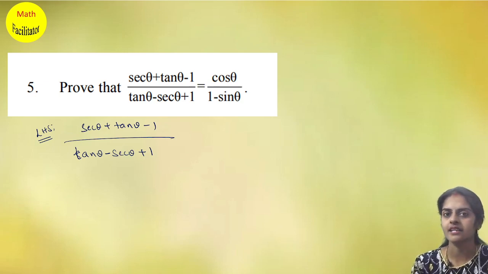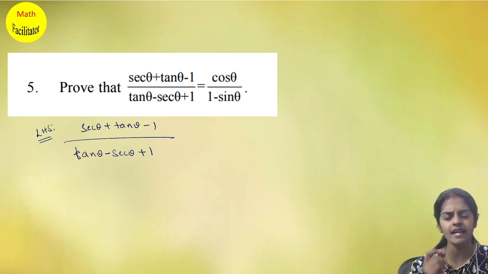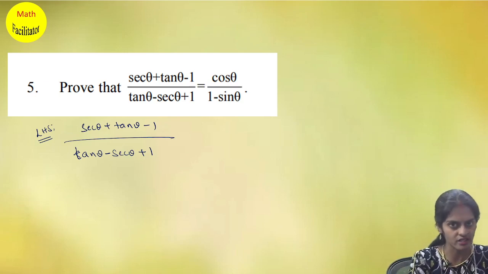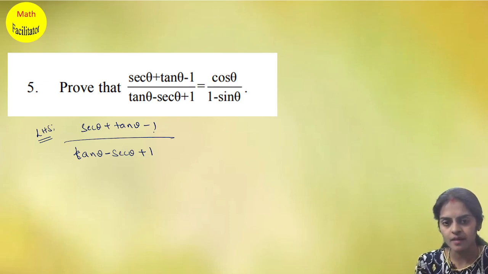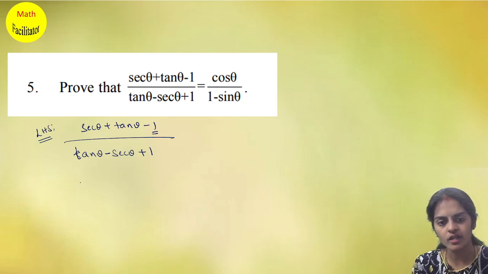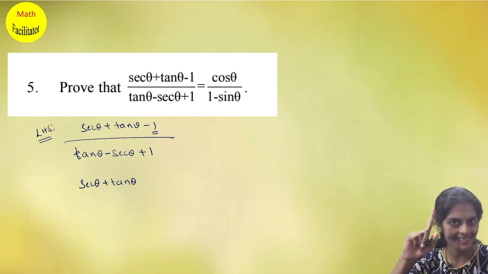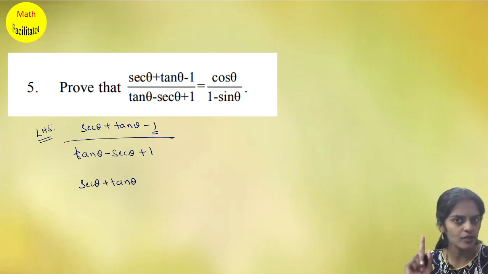So here they are asking us to use the identity secant square theta minus tan square theta. Secant theta and tan theta have a relation between each other. We know secant square theta minus tan square theta is 1. So here I am using that identity. Because I know the identity, I am able to identify it. Are you able to understand? What is the first step? Identify the identity. So here I am able to identify the identity.